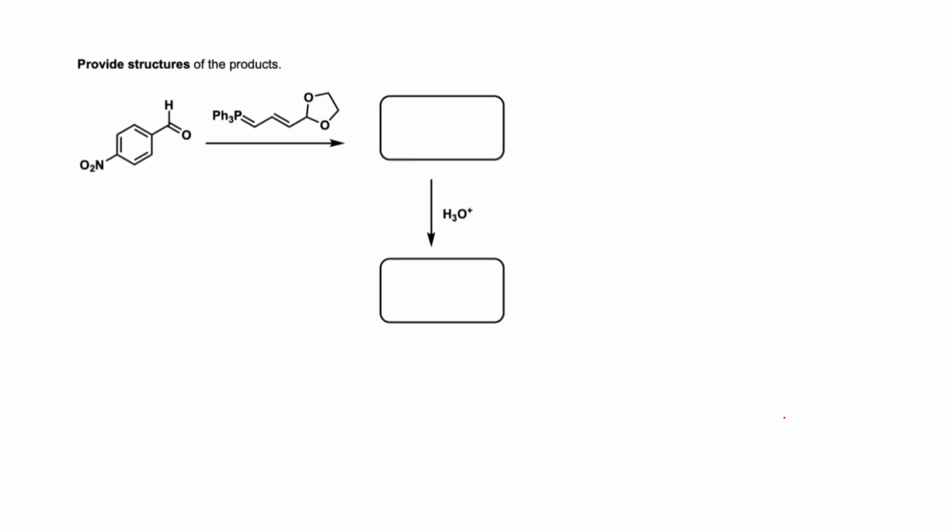So let's solve some questions based on that. They have asked to provide the structures of this product. So first, this is a phosphorus halide. You can imagine if we break this bond this way, this is a phosphorus ylide because here will be a negative charge and there will be a positive charge. Now they have added this phosphorus ylide to an aldehyde. So what will happen? Obviously the Wittig reaction.